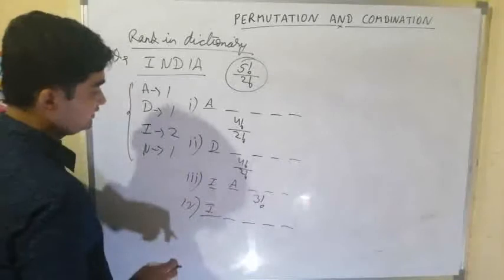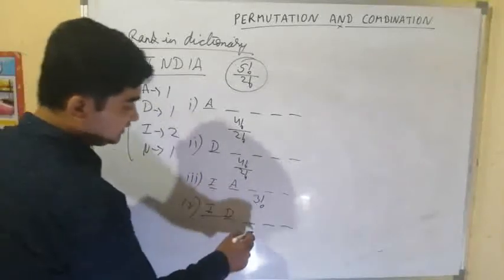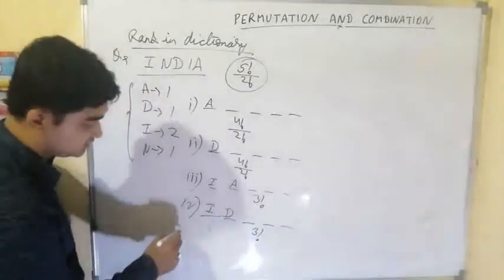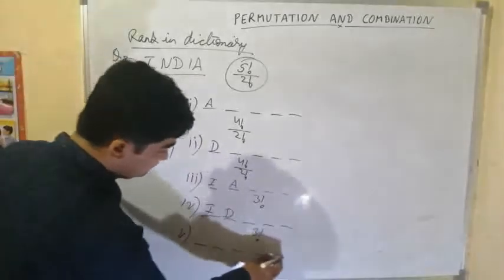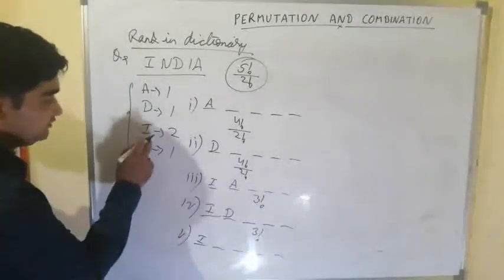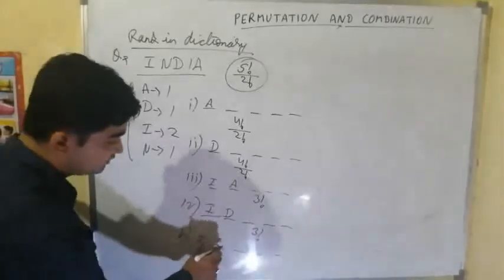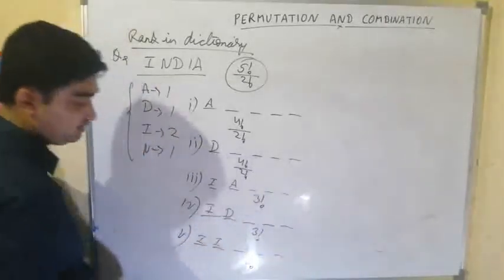Then A is not here. If A is not here, D will come here. Then again they can arrange in 3 factorial ways. Then fifth case, I has come here. After D, what will come? Again I will come. They can arrange in again 3 factorial ways.